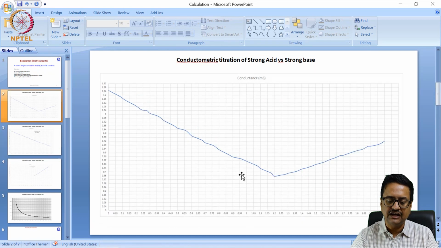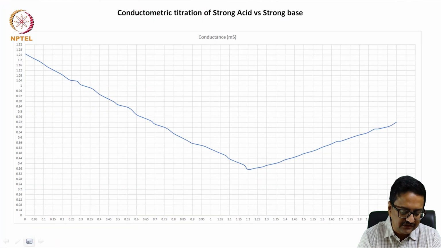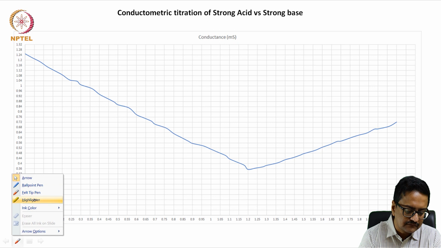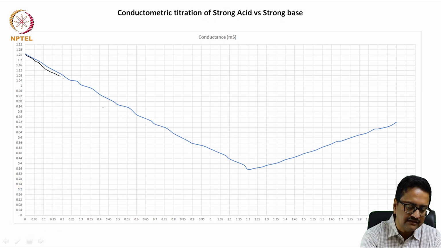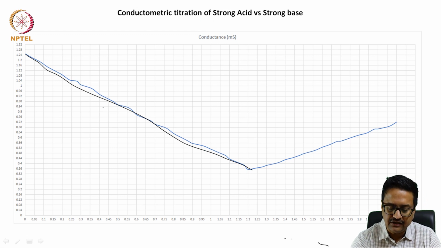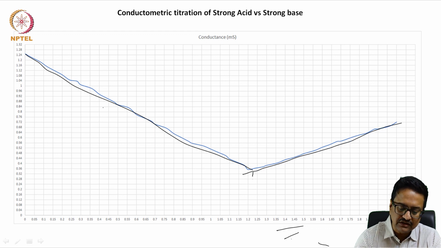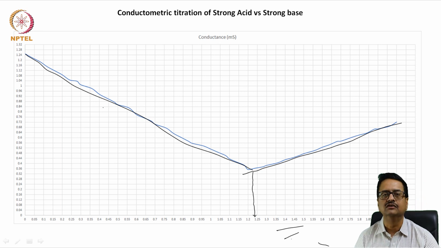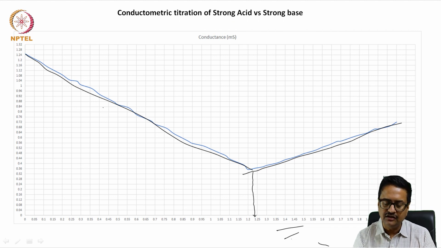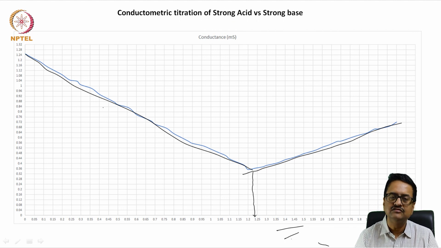The other method using graph paper is for you to draw a straight line from this to that using a scale, and then also draw another straight line using those. Wherever those two straight lines meet, that will be your equivalence point. So like this, one can get the equivalence point using graph paper and drawing an approximately correct straight line on the graph paper. Both the methods are acceptable. So using this method, you can easily get the endpoint.